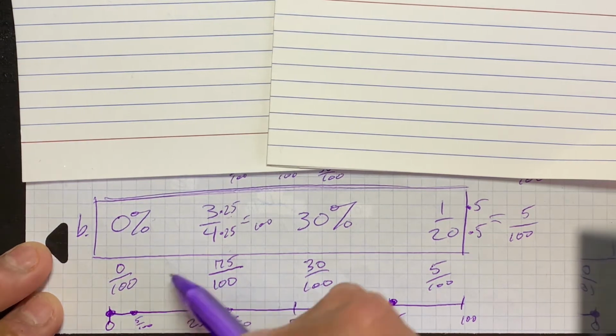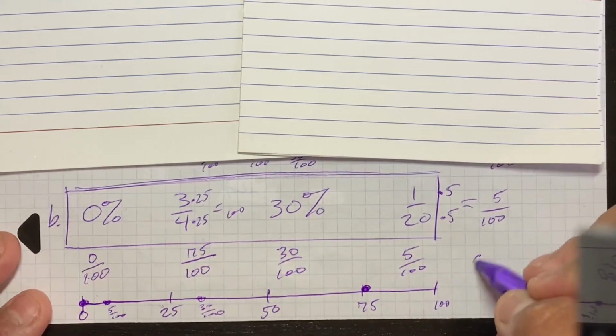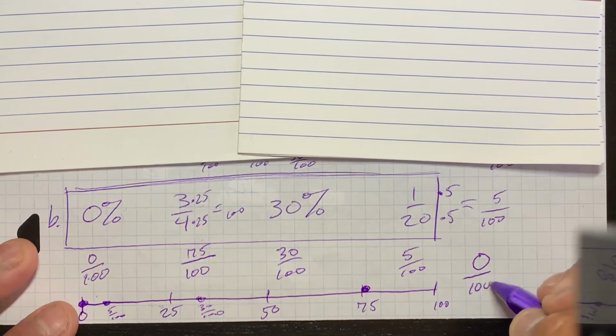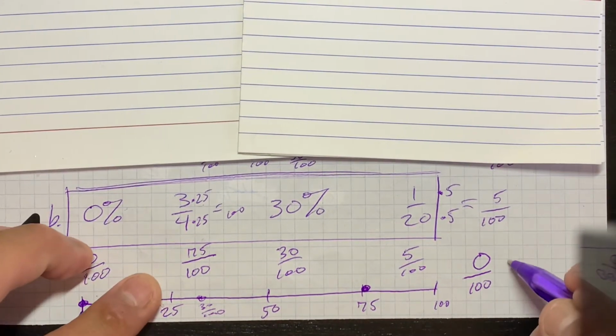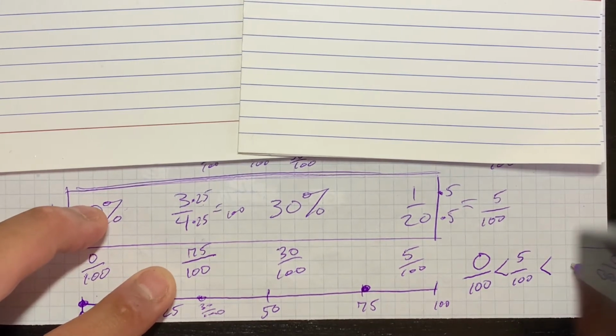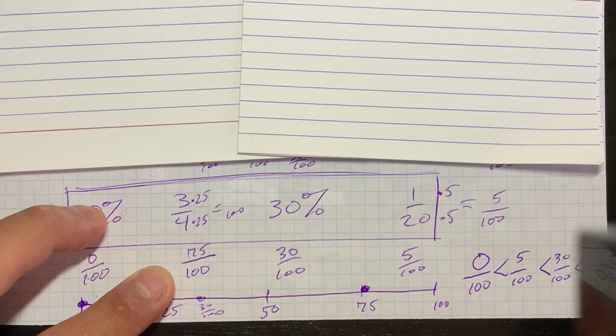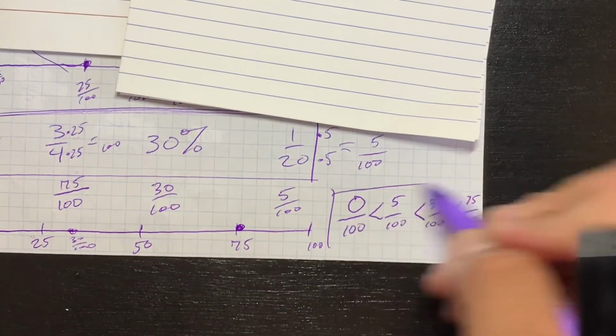In this case, this would be the least number, 0 over 100. So 0 over 100 is going to be the smallest number. The next biggest will be 5 over 100. The next large number would be 30 over 100. The next largest, or the largest out of these, the greatest value would be 75 over 100. All right. So there you go.